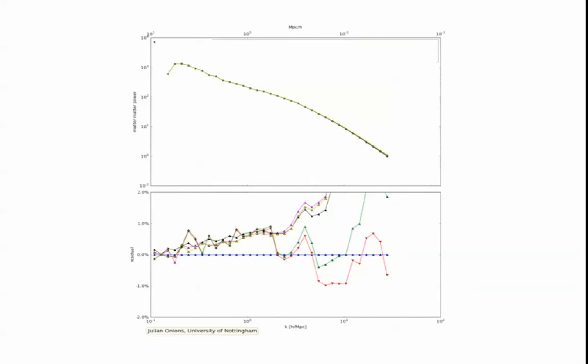What am I comparing? I'm just comparing one to the other. So the top one is the matter power spectrum for all the codes. Yes. So that's why there are more than 3 lines.